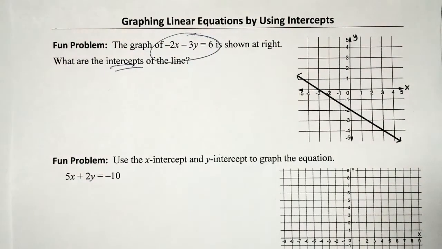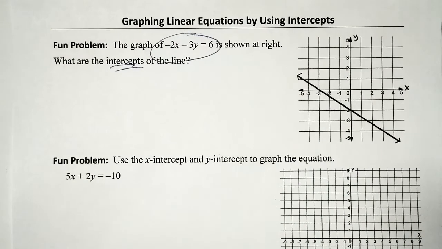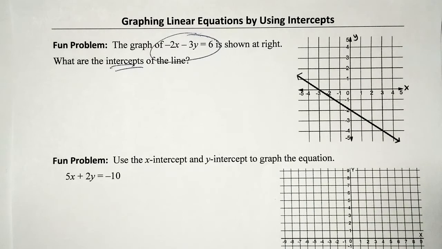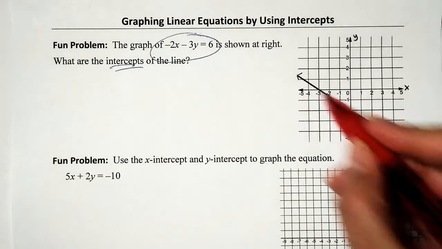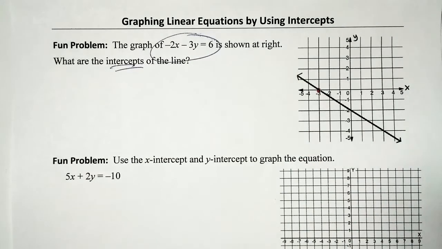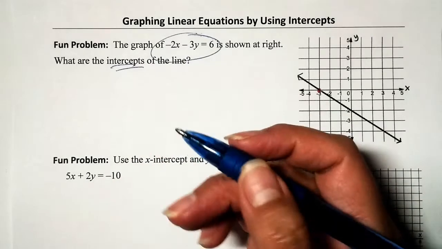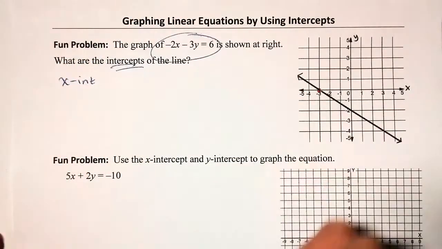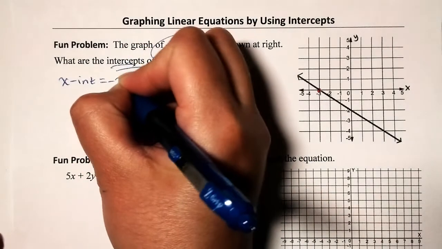Okay, so intercepts, we have two intercepts. The first one is the x-intercept, and the second one is the y-intercept. What is the x-intercept? The x-intercept is the point where the line intercepts the x-axis. So in this case, the line intercepts the x-axis at negative 3. So we're going to tell the world, using our made-up abbreviation, that the x-intercept is at negative 3.